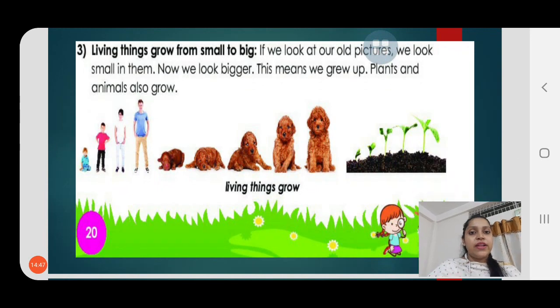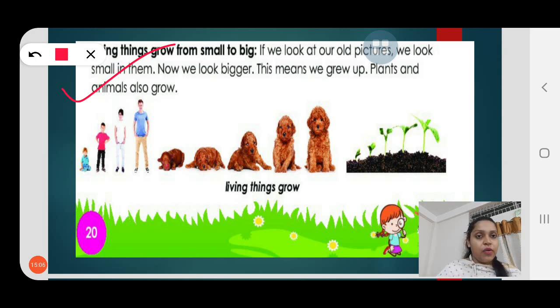Then you can see, children, here it's given, living things grow from small to big. Okay, so living things don't remain the same size. Now children, you were a baby, then you became a little bigger, then you are now at this stage, and after that you will again grow. You will grow much taller and taller. You can see first a baby is there, then a boy is there, then a young boy is there, then a man is there. Similarly, you can see, okay, the puppy has grown from a little pup to a very big puppy.